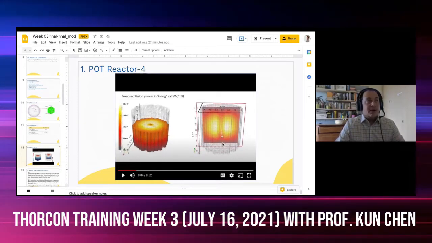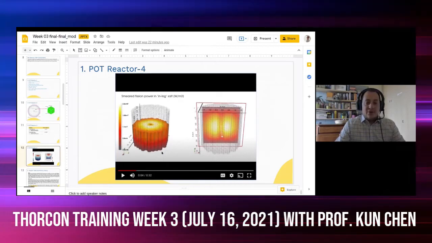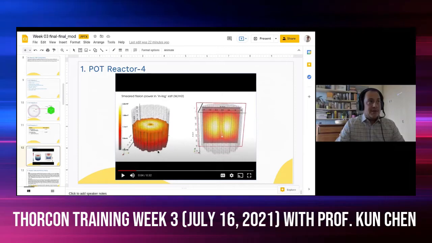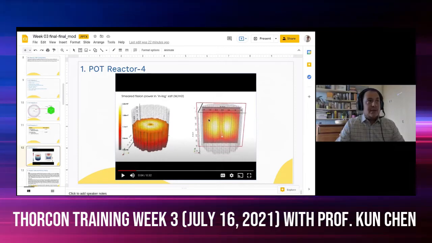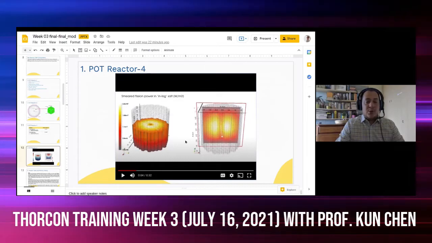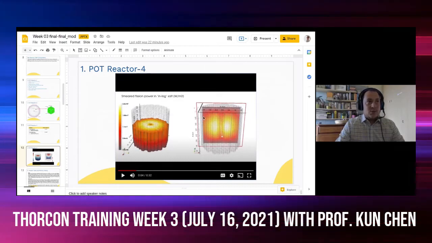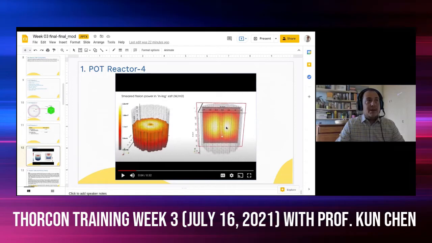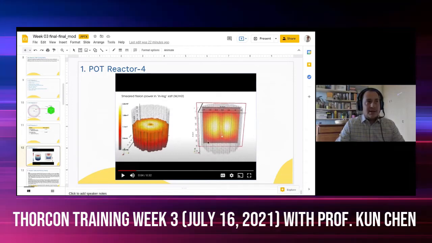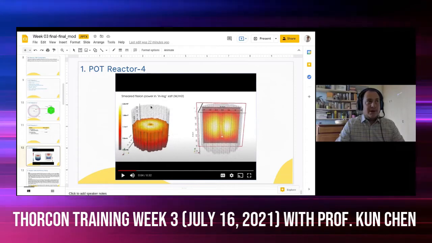In a common reactor of pseudo-cylindrical shape, we expect the distribution to follow a cosine along the z-axis and a Bessel function toward the radius. And this is what we have. At the center, we have the peak of the power, and we have lower power density in the bottom, in the top, and the radial periphery.